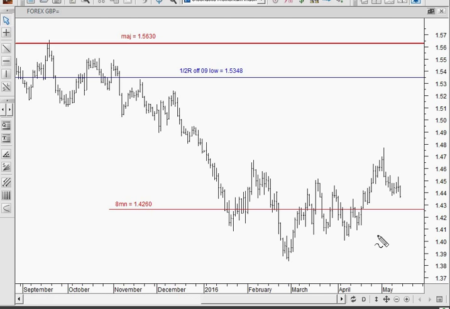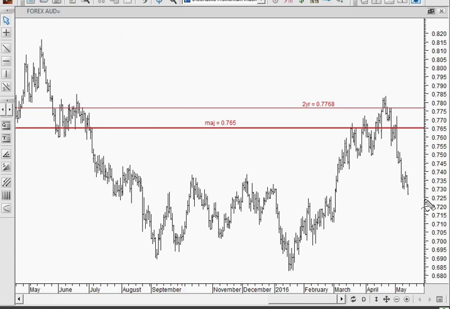So we're looking here at the British pound, and the important level remains the 8-month level at 142.60, which is here, big support. With the dollar strength today, we're seeing weakness again in the pound. We're seeing the same thing with the Aussie dollar, lower against the dollar.